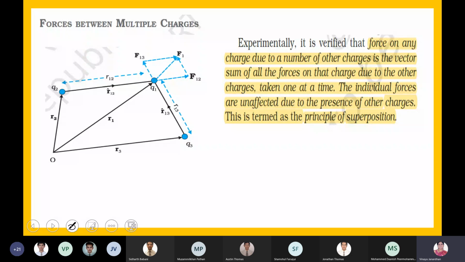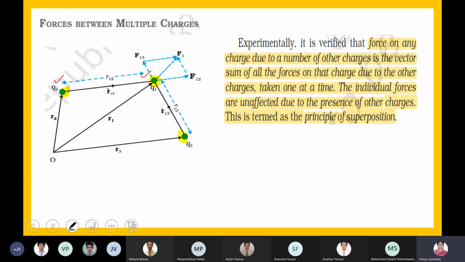Now, then how will you find the total force acting on any charge? Now listen, here I have three charges, Q1, Q2, and Q3. I'm having a system of three charges, Q1, Q2, and Q3. Now I want to find what is the total force experienced by Q1 due to Q2 and Q3. Now how will I do? I will apply what we call the principle of superposition.